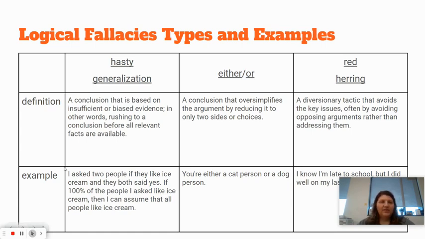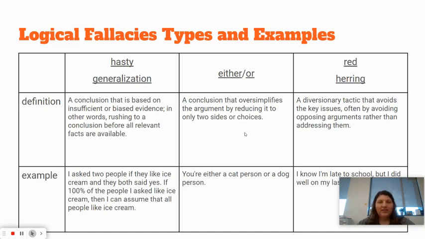The definition of hasty generalization is a conclusion based on insufficient or biased evidence. So we don't have enough evidence, or we lean one way over the other before we even take a look at the study or the claim, and that creates bias. In other words, we're rushing that hastiness to a conclusion before all relevant facts are available. An example is I asked two people if they like ice cream and they both said yes. Well, two is not enough of a data set. If 100% of the people I asked like ice cream, then I can assume that all people like ice cream.